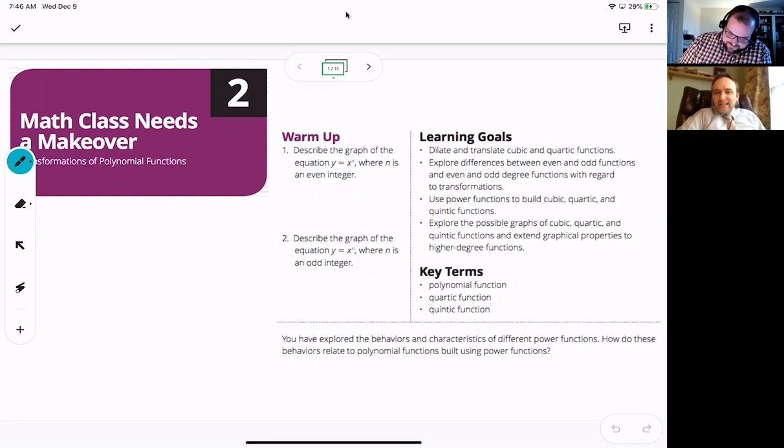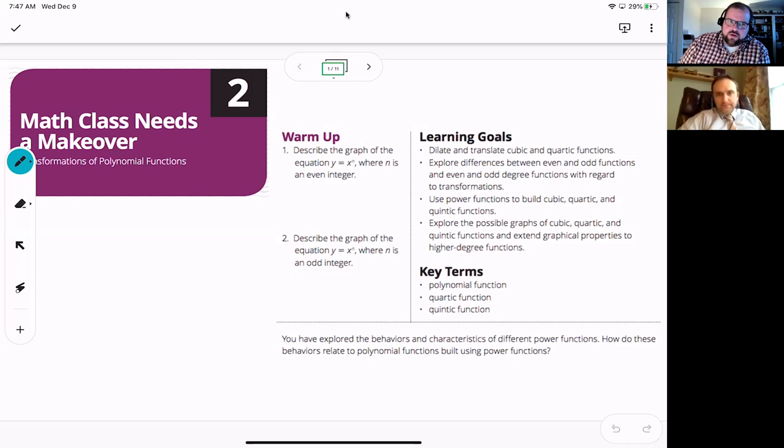All right. So we're going to dilate and translate. Dilate means multiply, get things bigger. Translate means move. Cubic and quartic stuff. Even and odd stuff, more. Power functions. And then possible graphs. Okay. And we're supposed to describe the graph of the equation y equals x to the n, where n is an even integer.